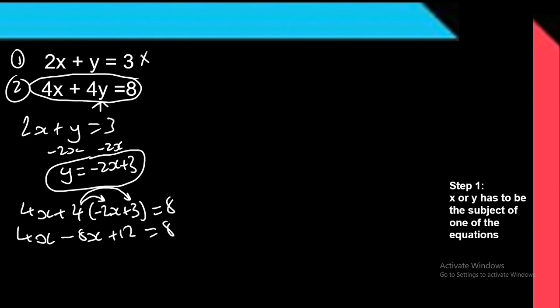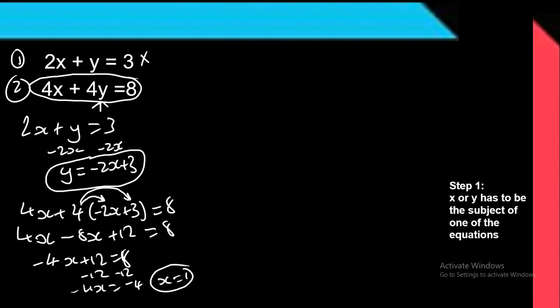So that's the reason I like to put it in a bracket. It just reminds you that you have to actually multiply everything if you have a coefficient there. Now I can simplify. 4x minus 8x is negative 4x plus 12 equals 8. Minus 12 from both sides, negative 4x equals negative 4. So if I divide both sides by negative 4, I'll get x equals 1.